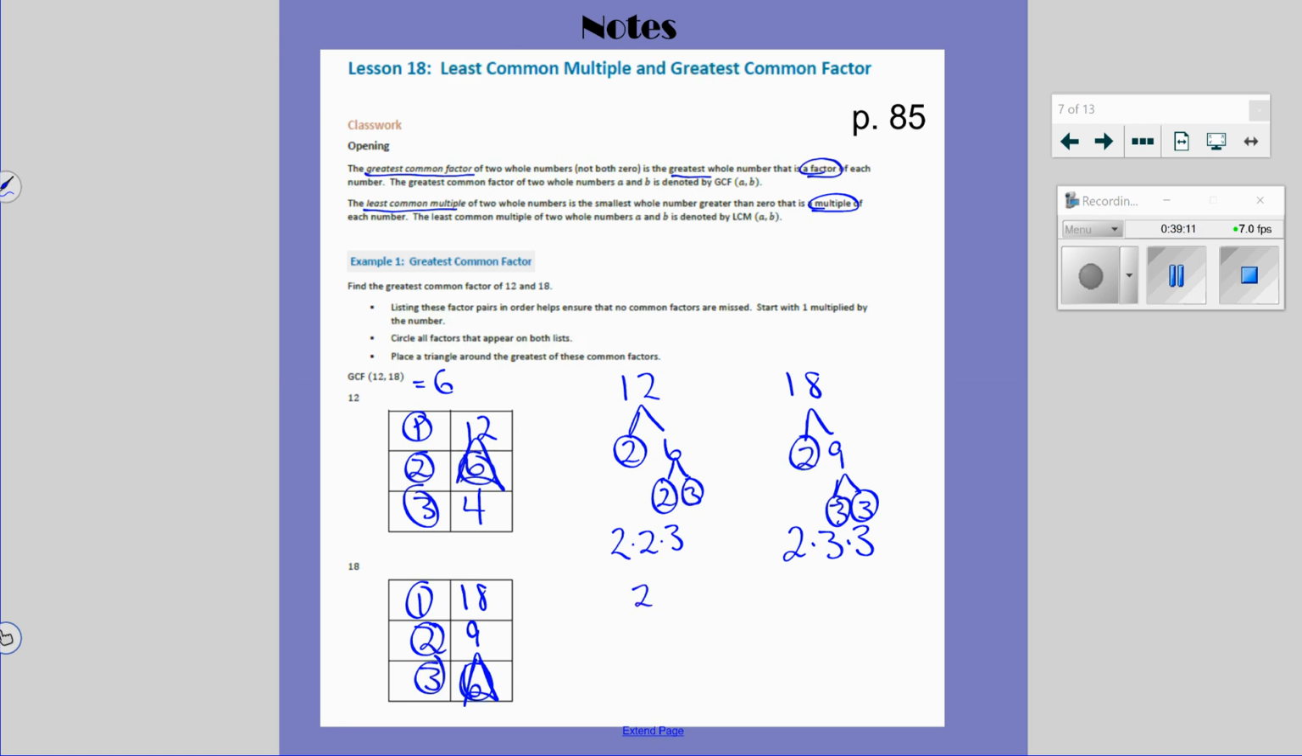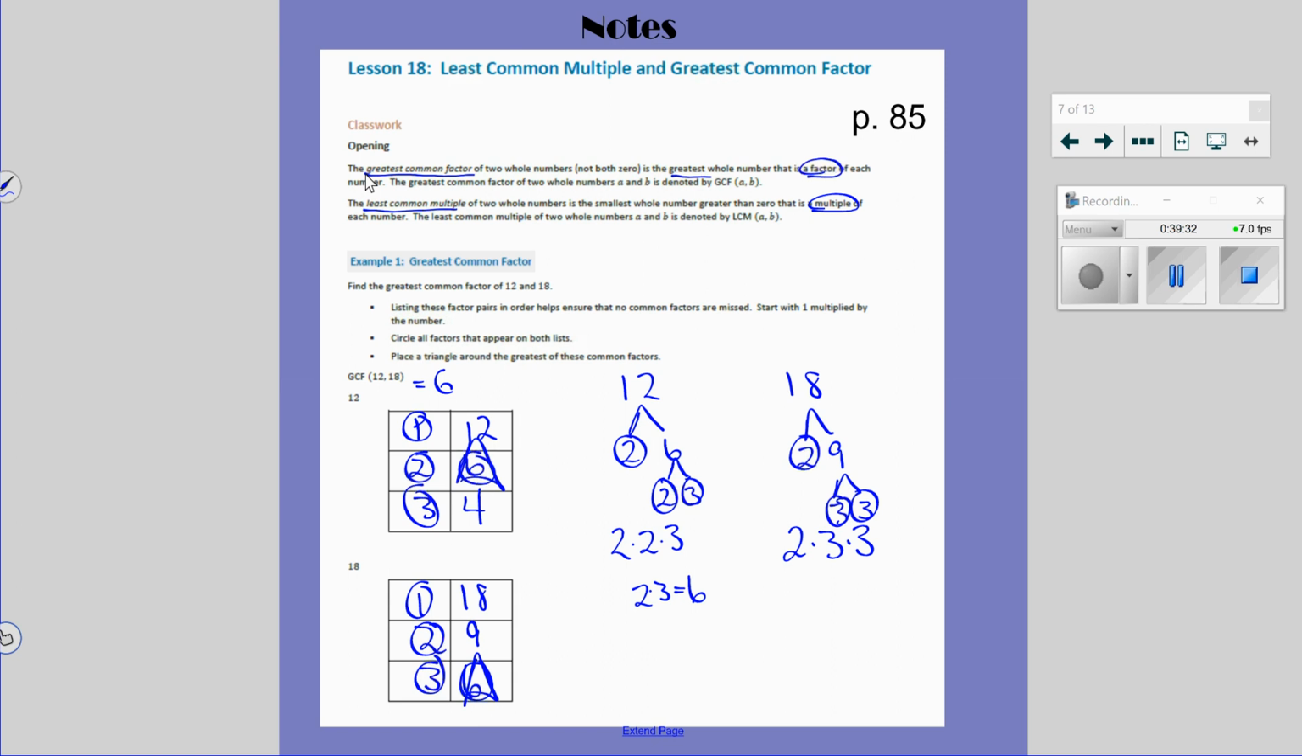Do they both have a 3? Do they both have two 3s? No. So the greatest common factor is they have 1. So 2 times 3 gives me 6. So that's my GCF. Okay? Here's why it gets confusing, though.